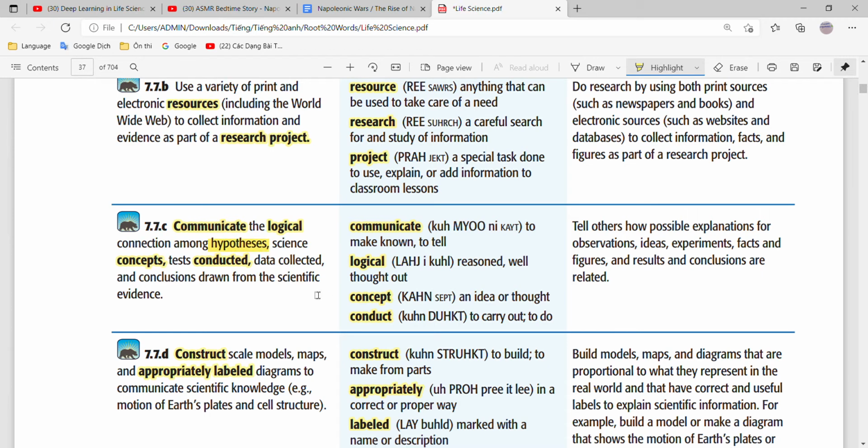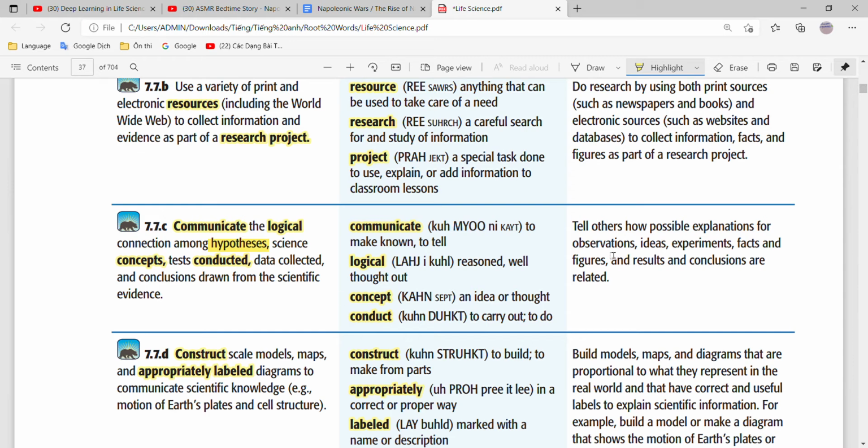So communicate is to make known, to tell. So tell the logical. Logical is like well thought out. Concept is like an idea or a thought. Conduct is to carry out, to do. So test conducted is a test that's being done. Science concept is like an idea or a thought of the concept of a science. Maybe.